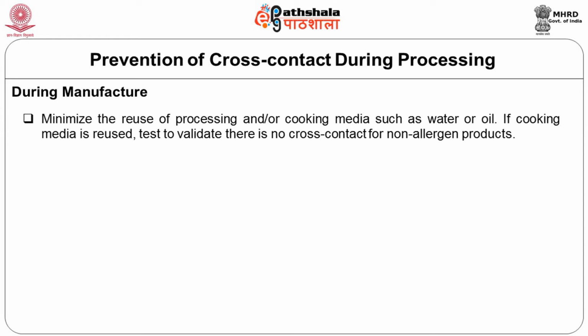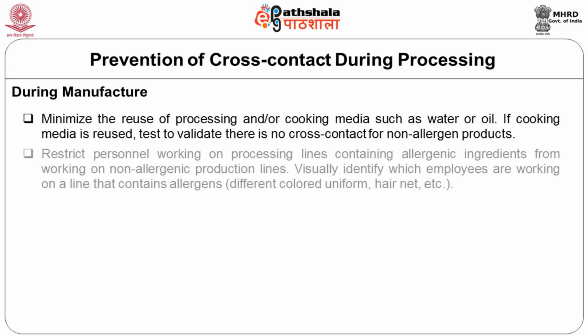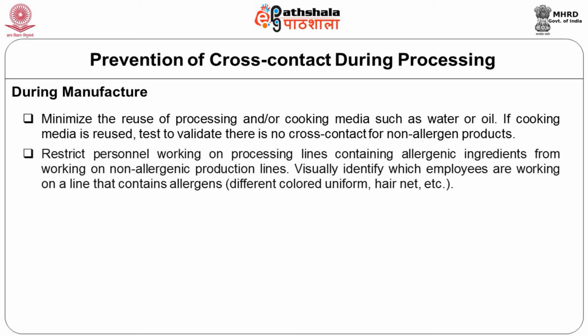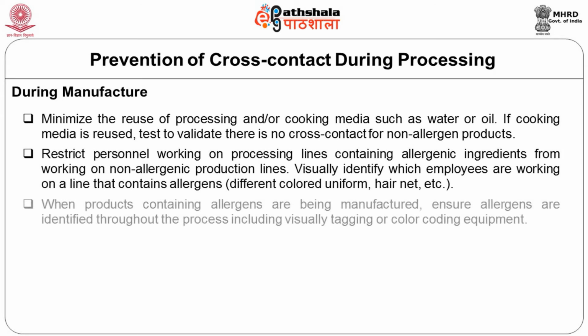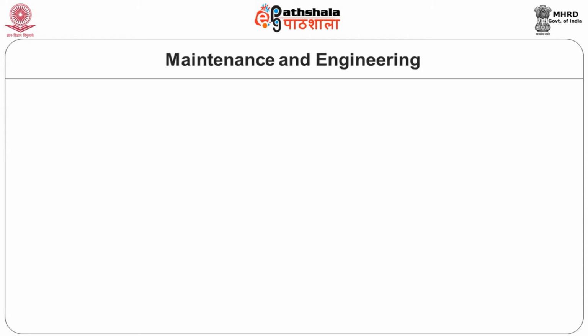Therefore, these should be avoided in practice. The persons who are working in the different production lines again should take utmost care that they change their clothing as well as different gloves, etc., and use color codes for allergenic and non-allergenic products. When products containing allergens are being manufactured, ensure that allergens are identified throughout the process, including visually tagging and color coding at every point and every stage.